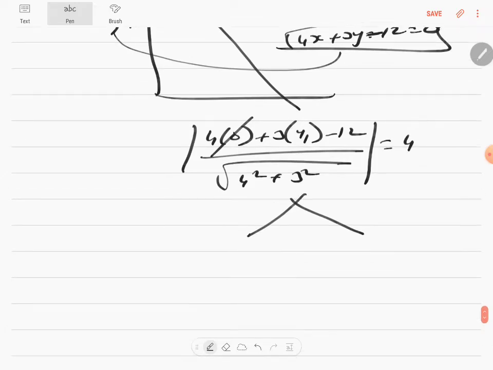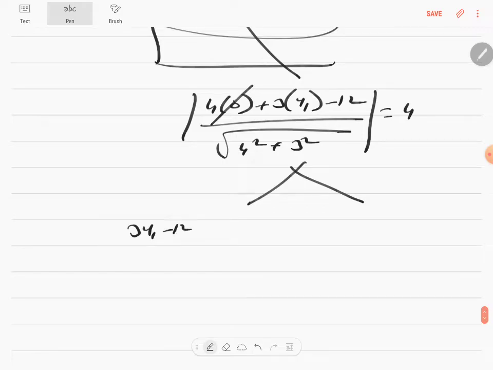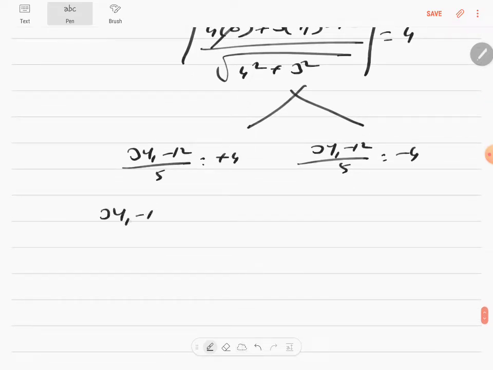So you can split this up into two forms. (3y1 - 12)/5 = +4, and (3y1 - 12)/5 = -4. So 3y1 - 12 = 20, 3y1 = 32, y1 = 32/3.